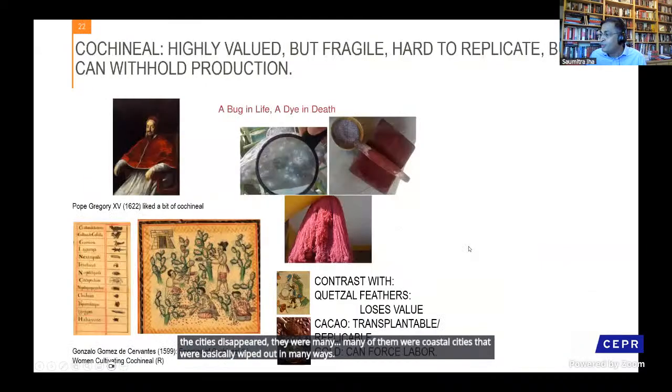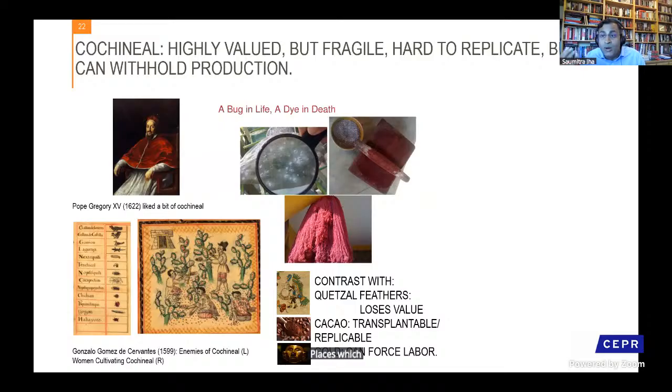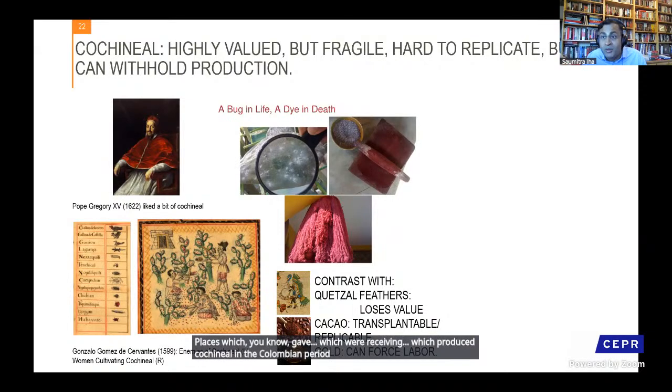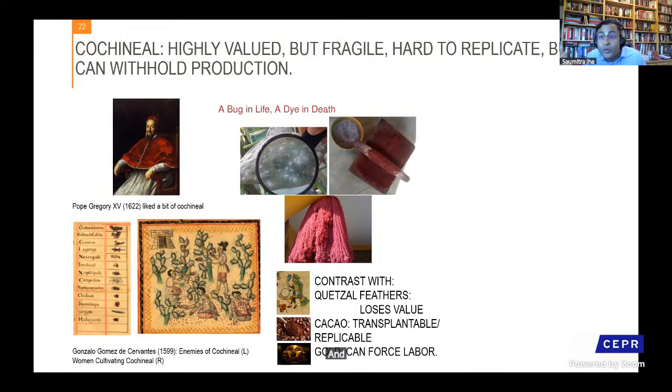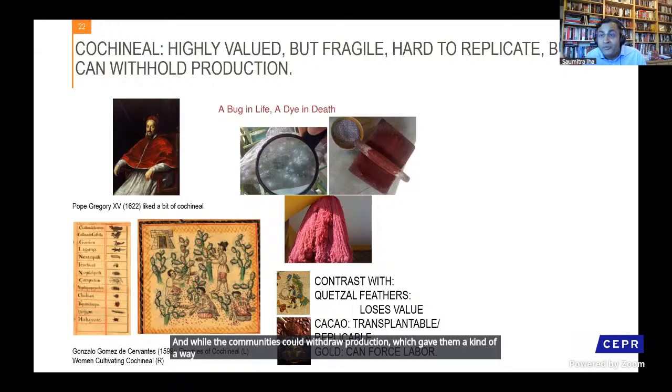So what we do is contrast places which produced cochineal in the pre-Columbian period, which, as I mentioned, was fragile and hard to replicate, so the communities could withhold production, which gave them a way of getting the Spanish to leave them alone, since it's hard to coerce.